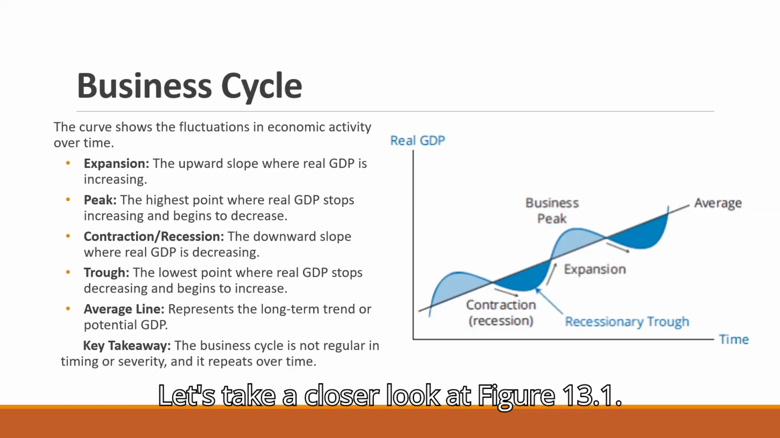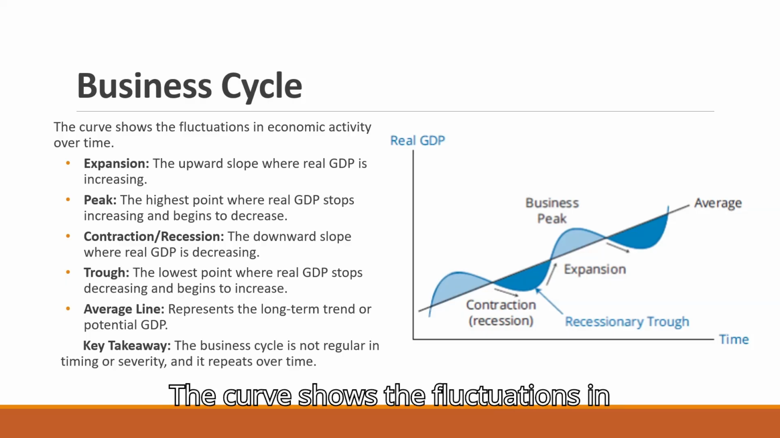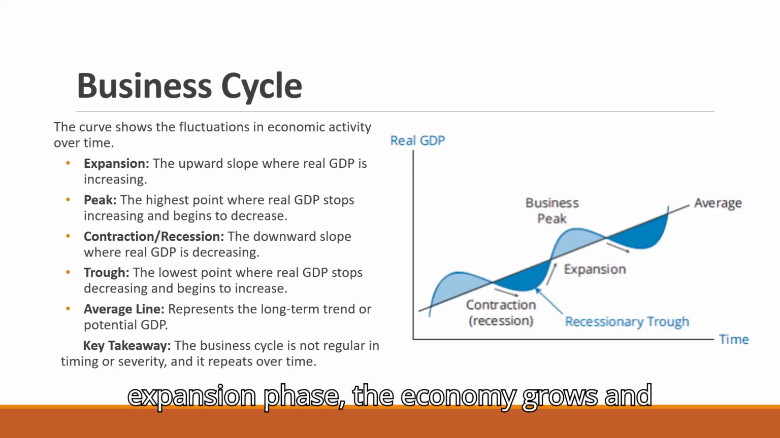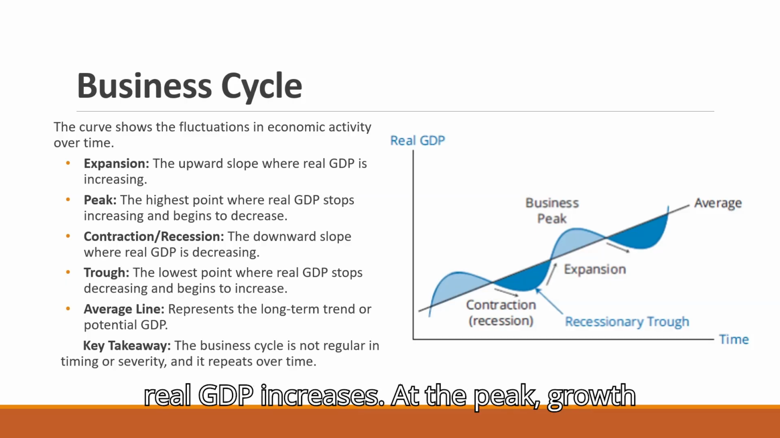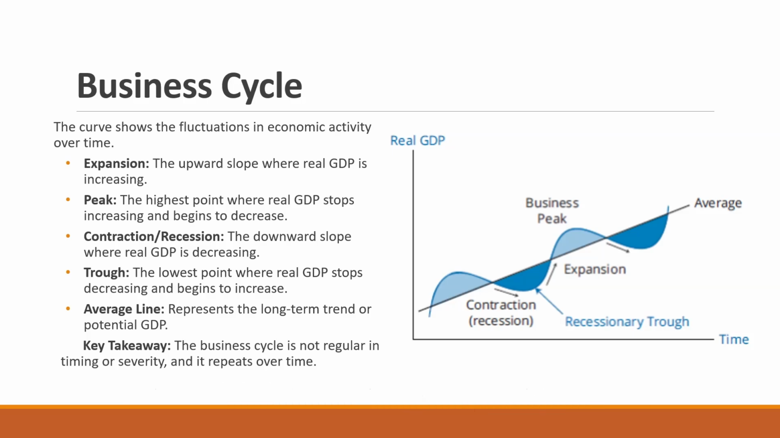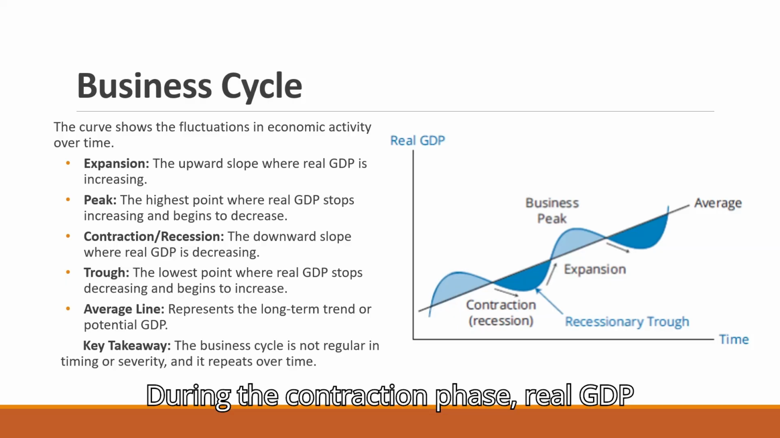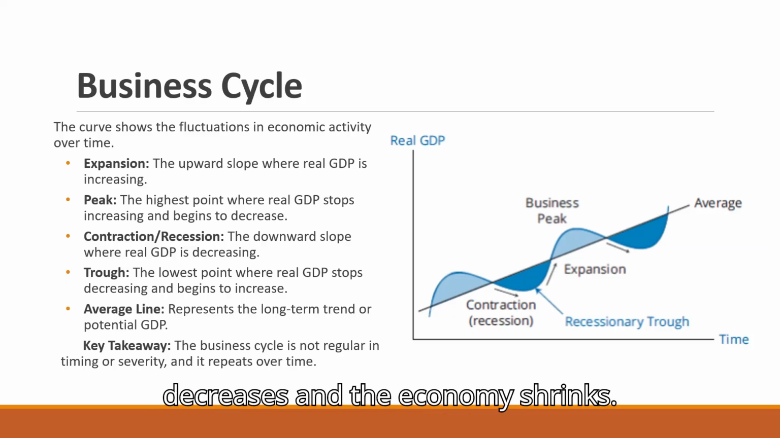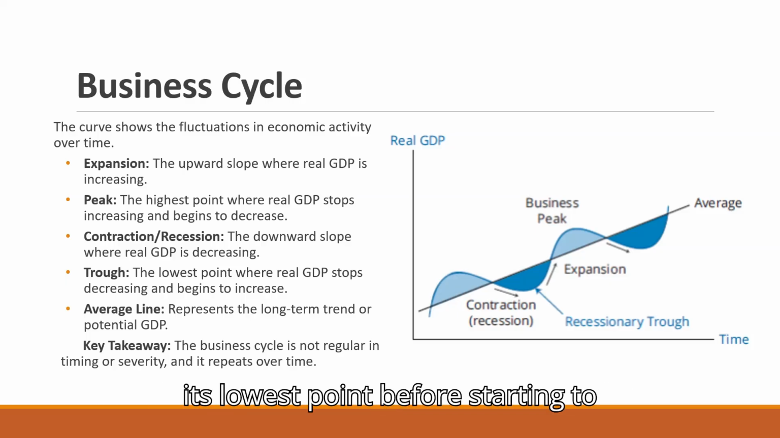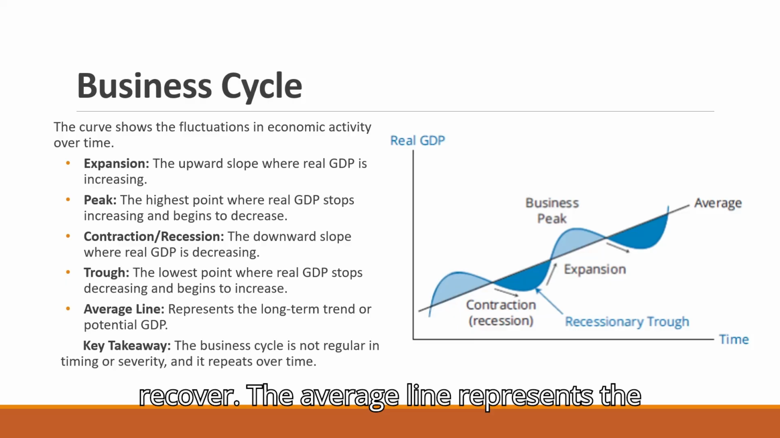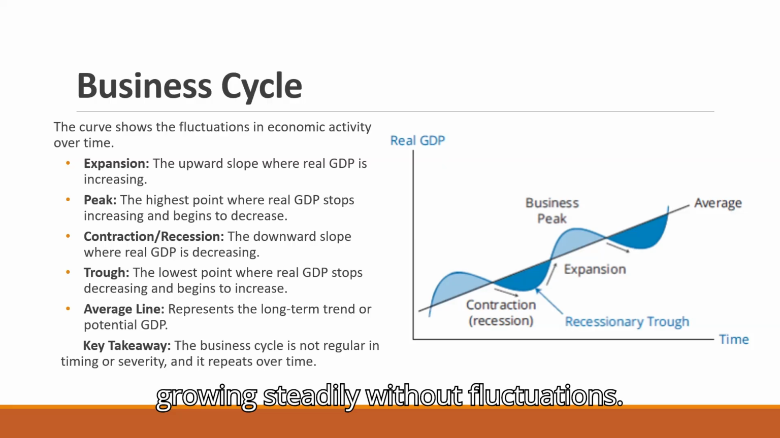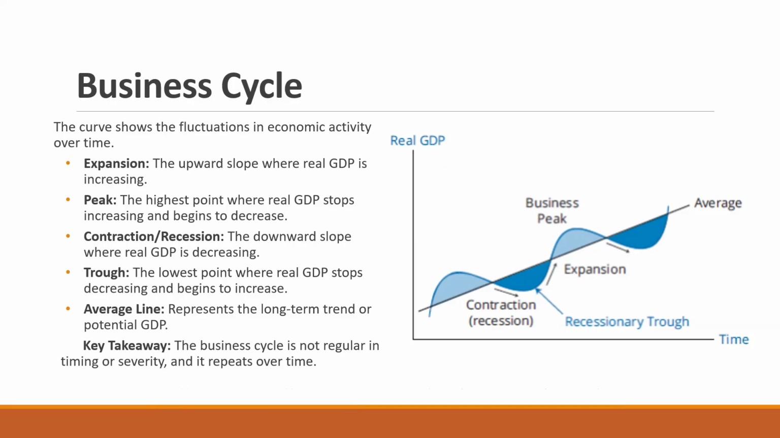Let's take a closer look at Figure 13.1. The curve shows the fluctuations in economic activity over time. During the expansion phase, the economy grows and real GDP increases. At the peak, growth slows, and the economy starts to contract. During the contraction phase, real GDP decreases, and the economy shrinks. Finally, at the trough, the economy hits its lowest point before starting to recover. The average line represents the long-term trend of GDP growth, which is where the economy would be if it were growing steadily without fluctuations.